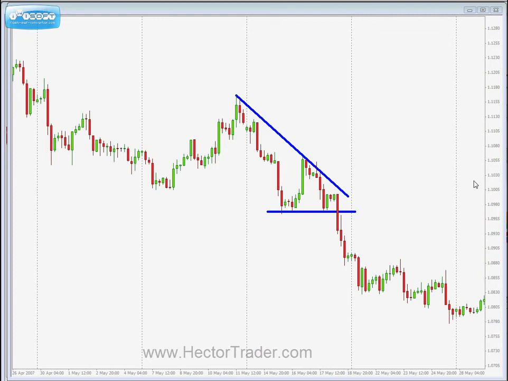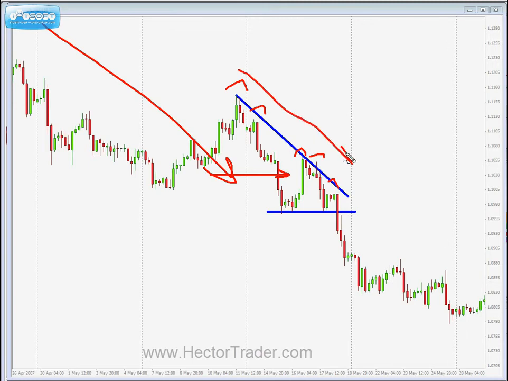In my opinion, flat bottom triangles and flat top triangles are the same thing. I like them better than regular triangles, and I'm gonna explain the reason why. Basically, if we have a downtrend, a down move into the consolidation area, and we keep making lower highs within the triangle, we are basically building up pressure. The bears are building up pressure onto the bulls at this price level.